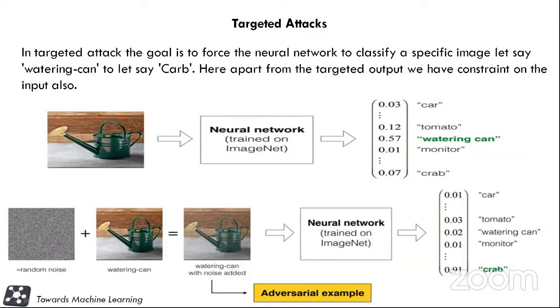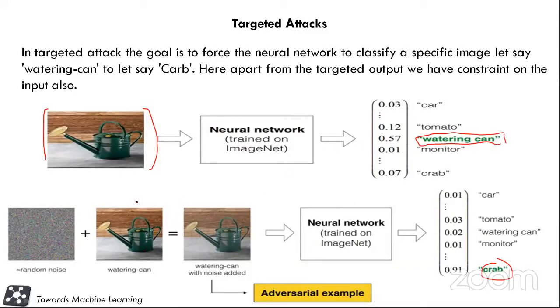So in this, we want only this watering can to be classified as crab. We don't want anything else, we just want this to be classified as crab. So initially, as I told you, we have a very good network. So we forward propagate, we give it to a classifier, and the classifier is classifying it as a watering can, and it's a correct prediction.